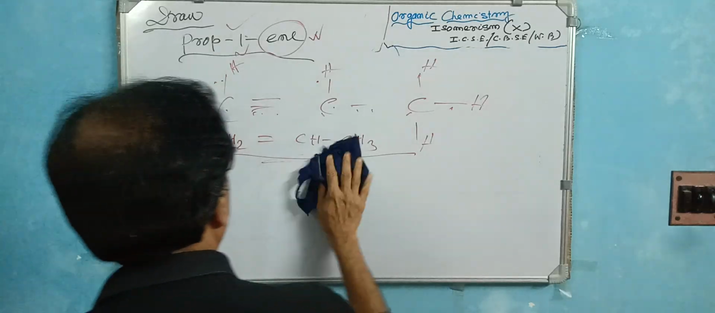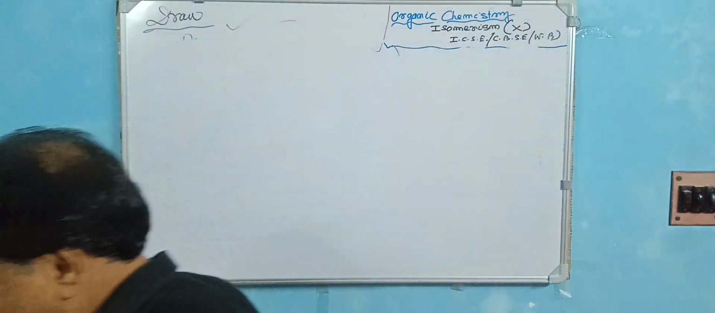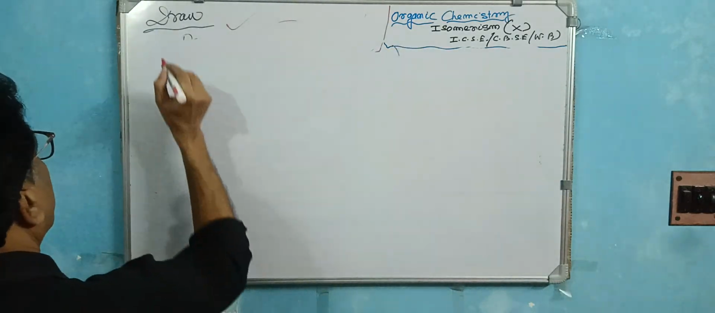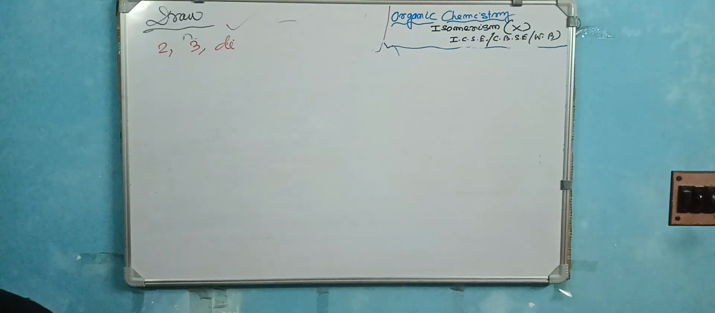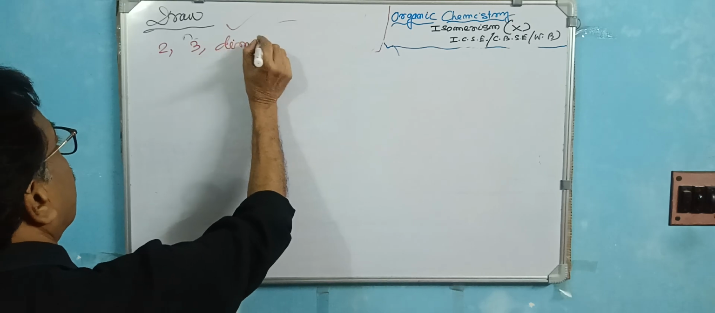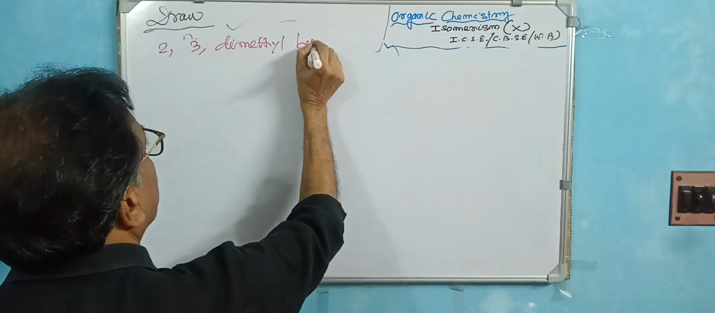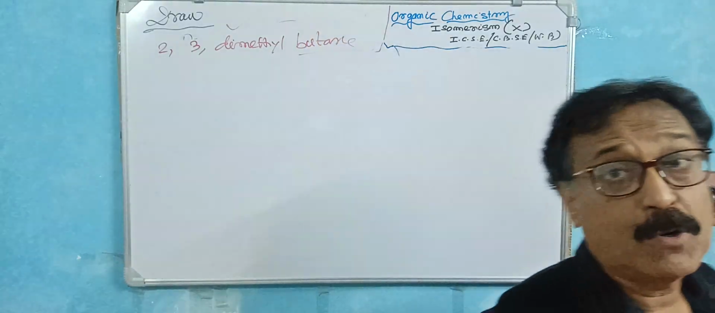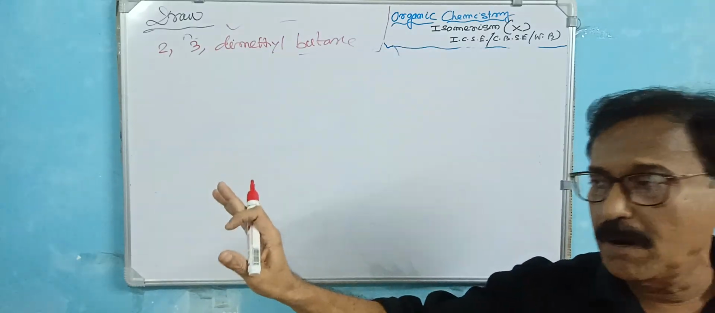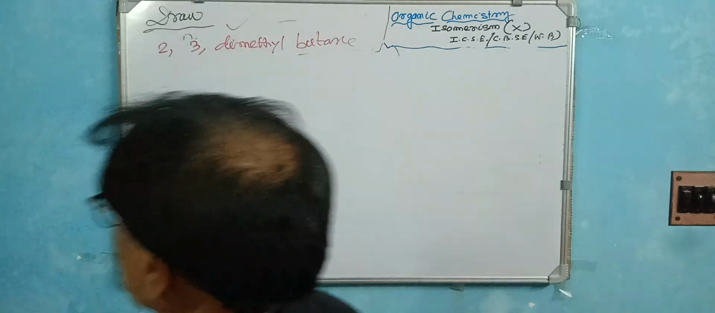Example. Very interesting: in which way you draw the structure on the basis of IUPAC. 2,3-dimethylbutane. Butane, not butene. The pronunciation is very important. Butane means there is no double bond or triple bond; this is only single bonds. Is it clear to you? 2, 3.